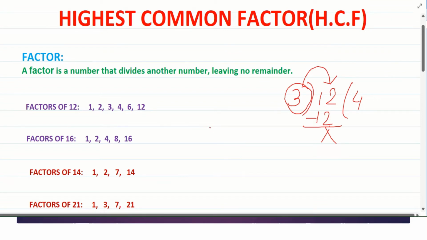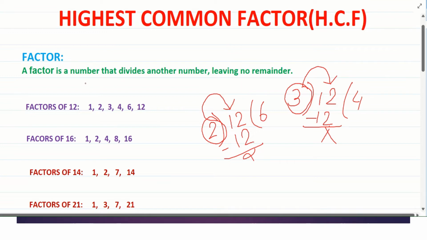Suppose, let's say 2 divides 12. We know 2 sixes are 12, isn't that? Again, no remainder. So we say 2 is a factor of 12 because when 2 divides 12, no remainder comes or the remainder comes as 0. So a factor is a number that divides another number leaving no remainder.